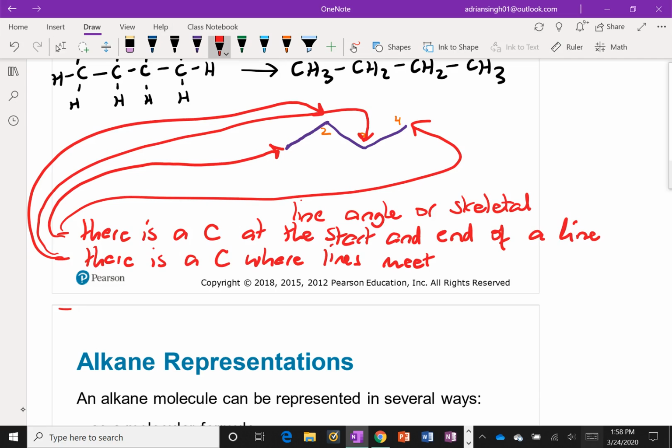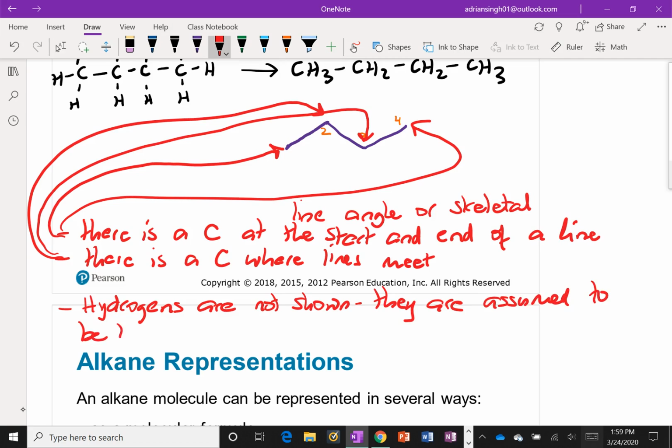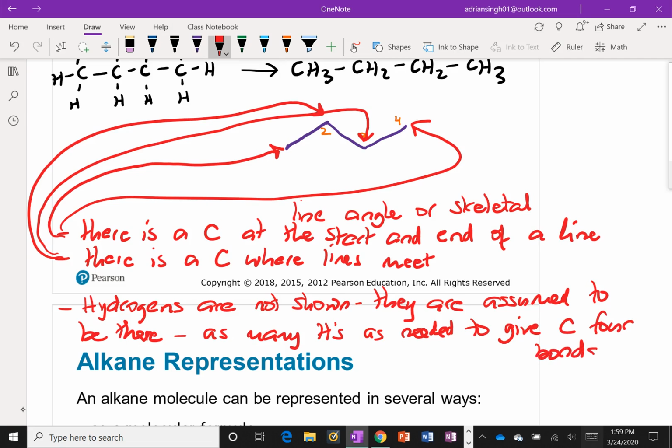Now you'll notice that hydrogens are not shown. And that's because they are assumed to be there. And how many are assumed? Well, as many H's as needed to give carbon 4 total bonds.